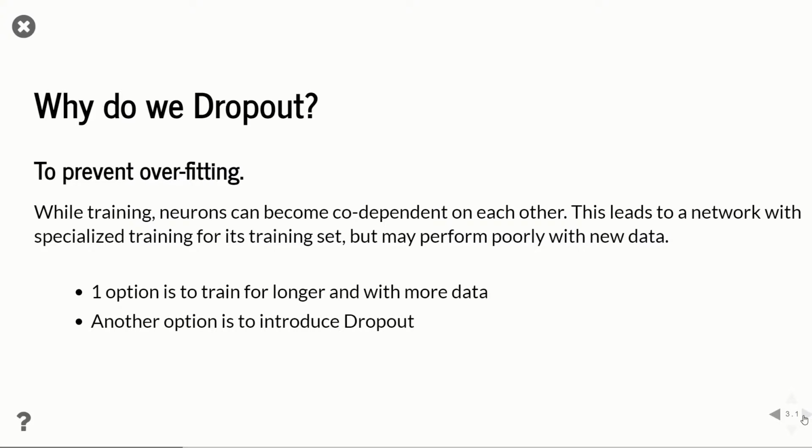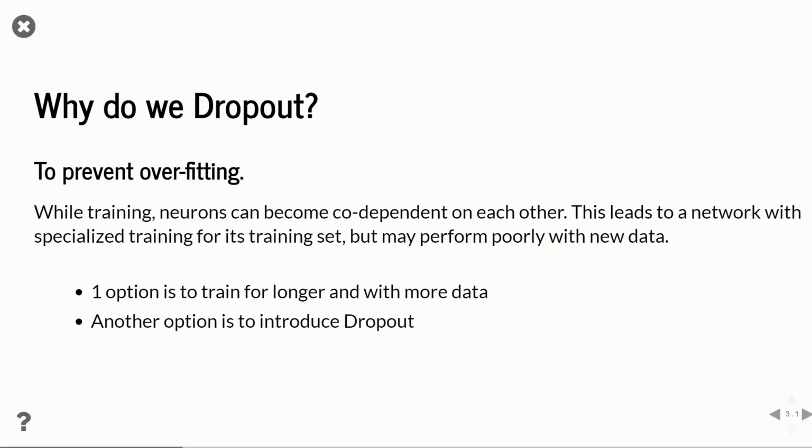So there are two ways we can prevent this. Number one is to provide our network with more data and let it train longer. But that can be tough if you're limited in the amount of data you have or the amount of computation you can do. Another way of preventing this is to introduce dropout. This is the easier way of preventing overfitting.